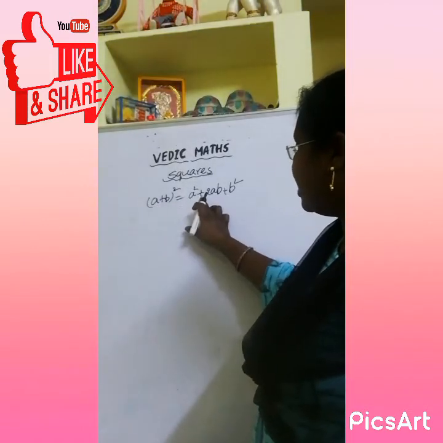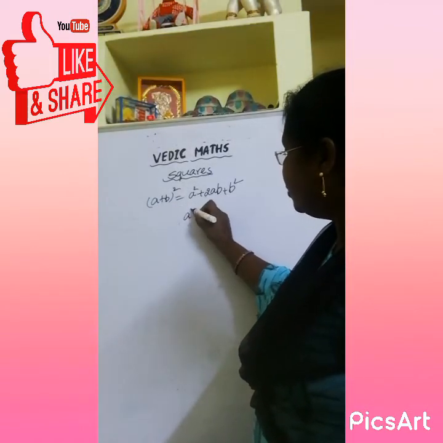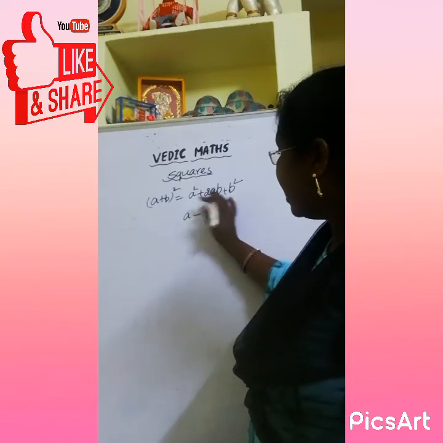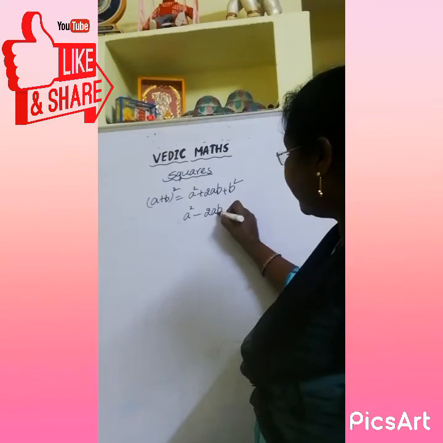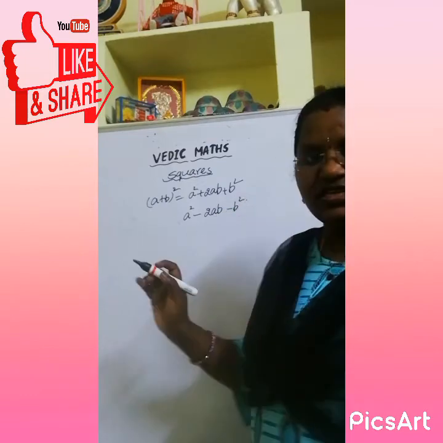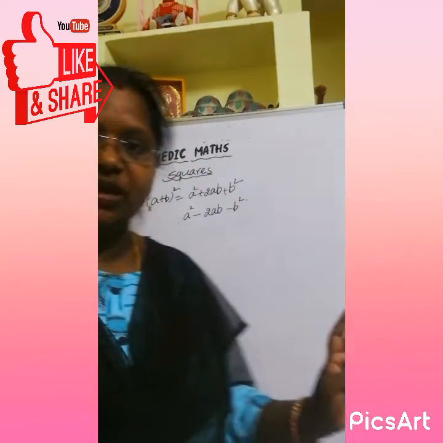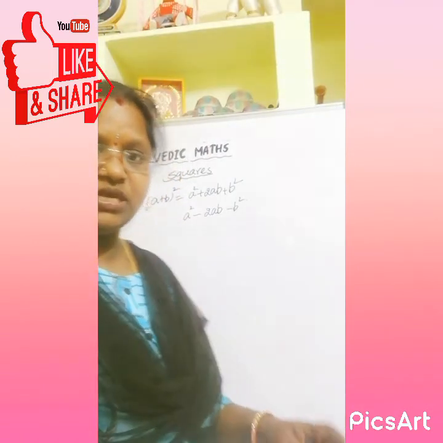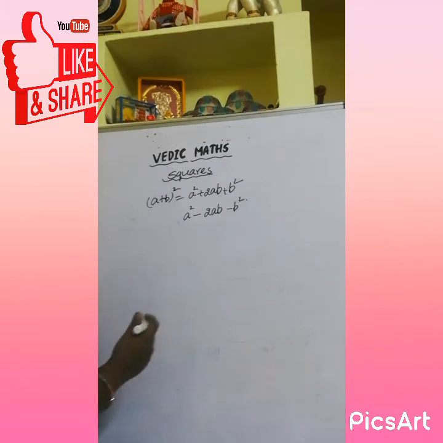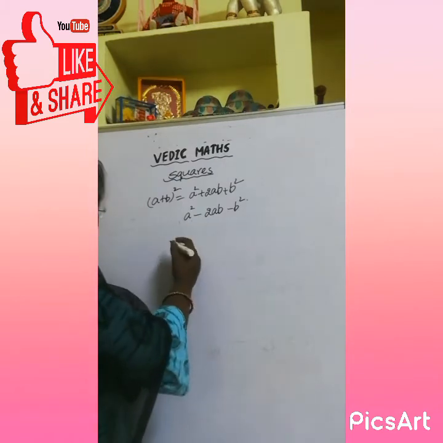But instead of plus symbols, we are going to keep minus, just for balancing. So a square minus 2ab minus b square. Don't think that we are changing the formula. We are not changing the formula. Just for balancing purpose we are writing minus instead of plus. So let me go for a problem so that you will understand clearly.